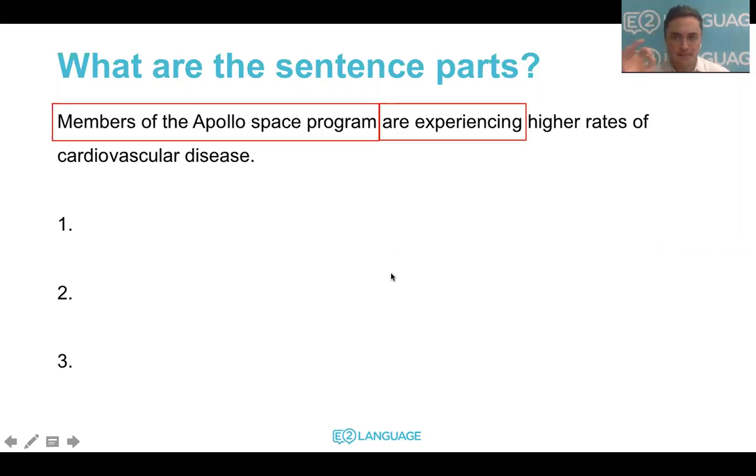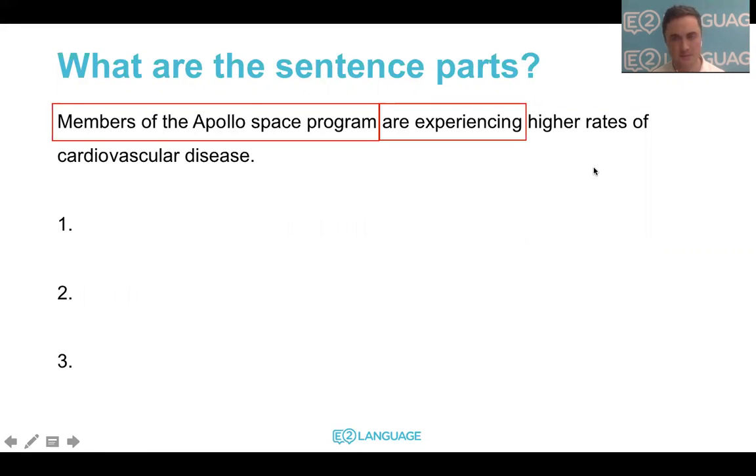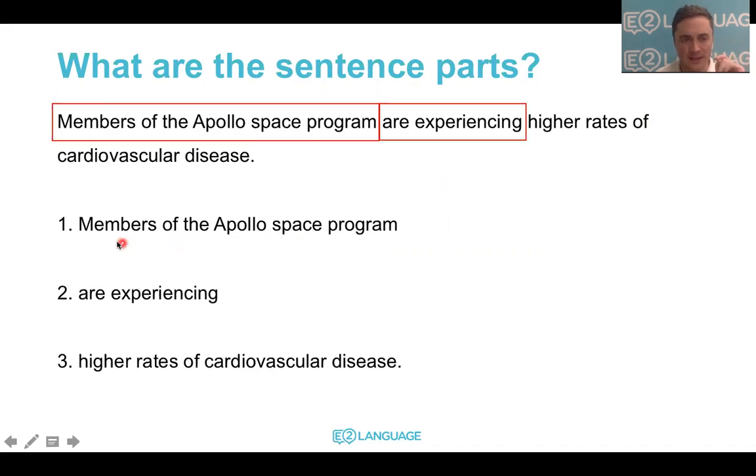The third part, okay, this is where it gets a little complicated. For the third part, whoopsie, what's going on here? Why can't I see my, whoops. Okay, there it is, it's back, cool. Members of the Apollo space program, definitely part 1, are experiencing, definitely part 2. Higher rates might be part 3, and part 4 might be of cardiovascular disease, okay? You might read it like that, or you might read it like this.